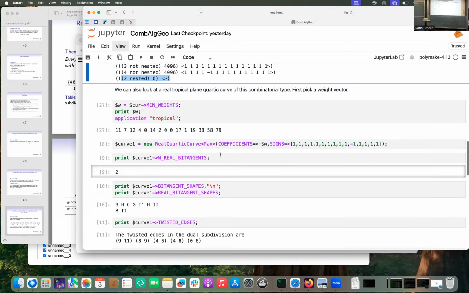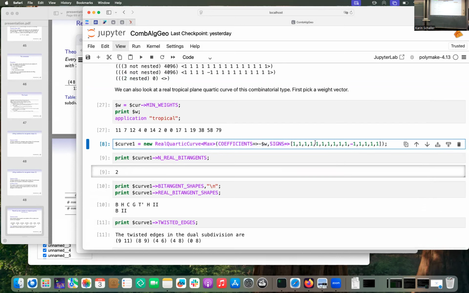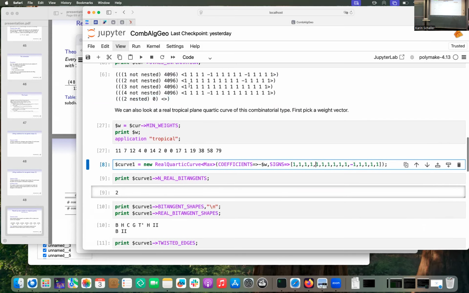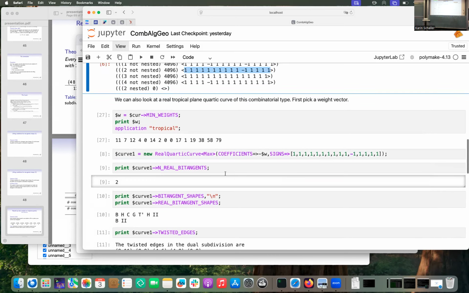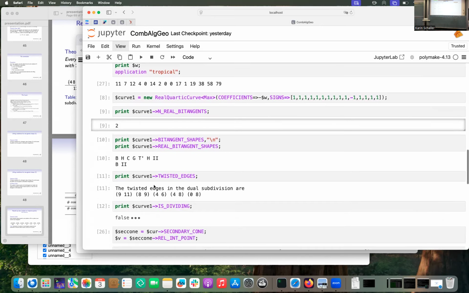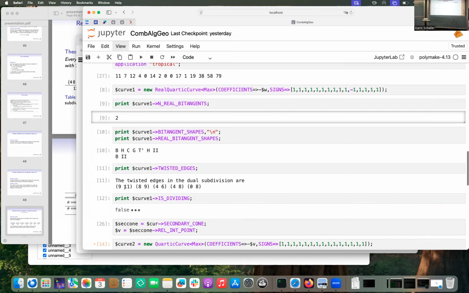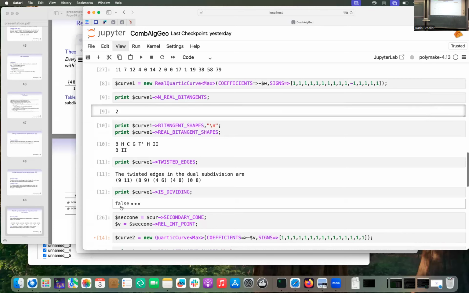And then here I pick my real quartic curve with a given sign distribution, and I can ask for the number of real bitangents. This sign distribution is the one that I picked from this as an example for two non-nested ovals. So I see two tropical bitangent classes that will lift, which tells me that classically I get 8 real bitangents. I can ask for the exact shapes. I can ask for the twisted edges in the dual subdivision. I can ask if the curve is dividing. It's not, since the two ovals are not nested.